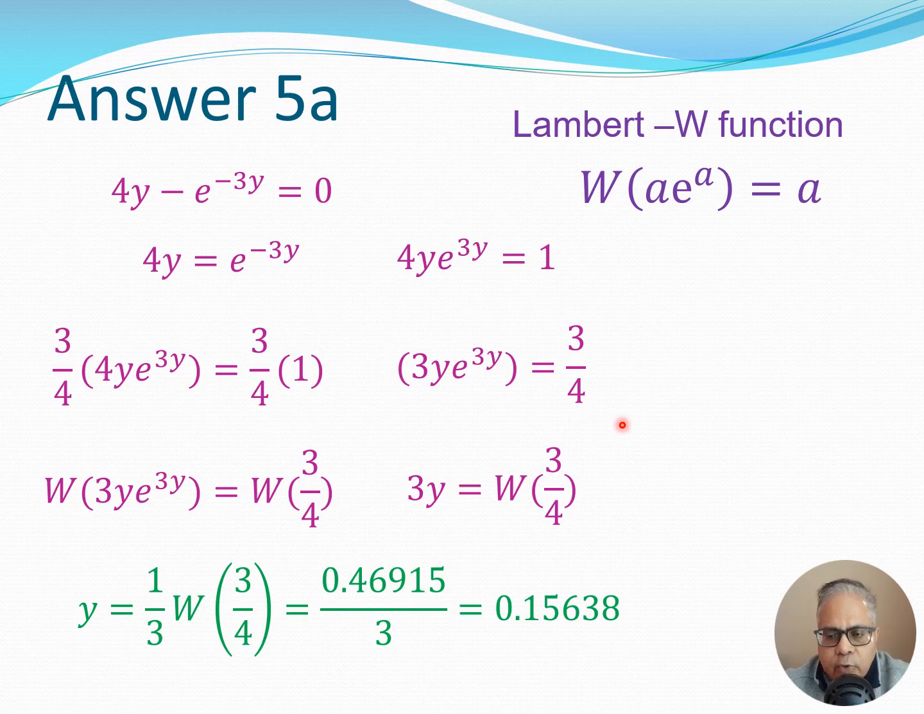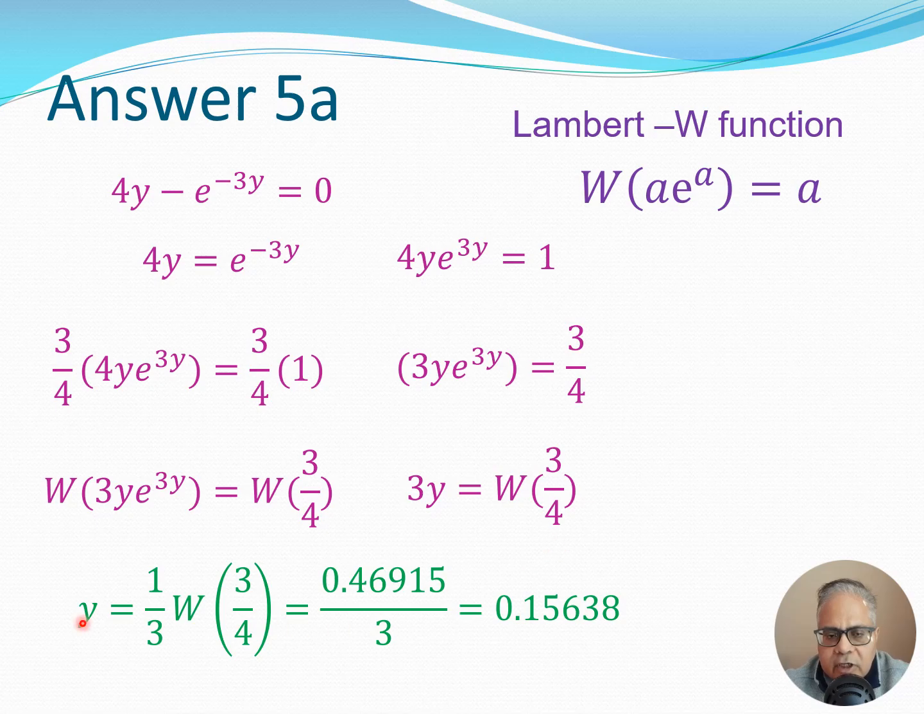Now the aim for doing all this manipulation is that I wanted to get this in a form which matches with the Lambert W function. Now remember the Lambert W function, when it works on something like a e to the power a, it gives me a. So now I have the left hand side in that format, so I apply the Lambert W function to both sides, and then the left hand side simply becomes 3y, and the right hand side becomes the Lambert W function of 3 by 4.